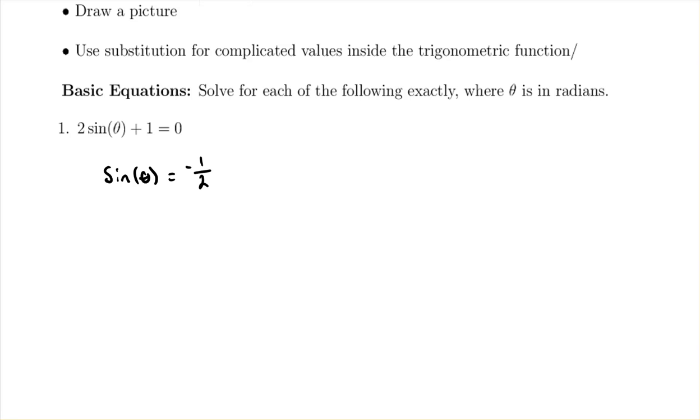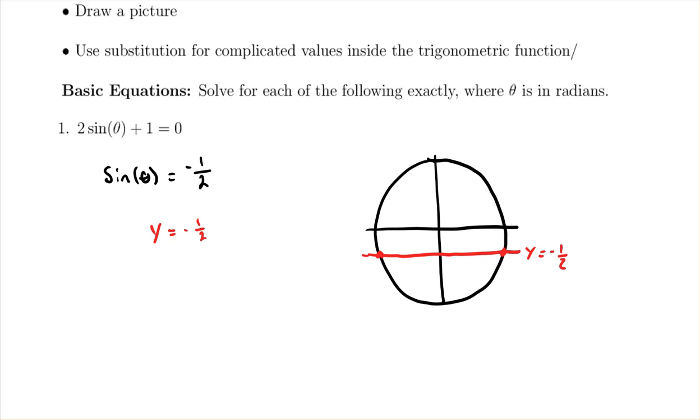Now, sine and cosine, I'm going to encourage you to visualize things with the unit circle. Because on the unit circle, sine is the y coordinate and cosine is the x coordinate of points on it. So I'm going to draw a unit circle, and I'm going to lean into the fact that I know that y coordinates are sine. So I'm going to draw a line on my unit circle at y is equal to -1/2.